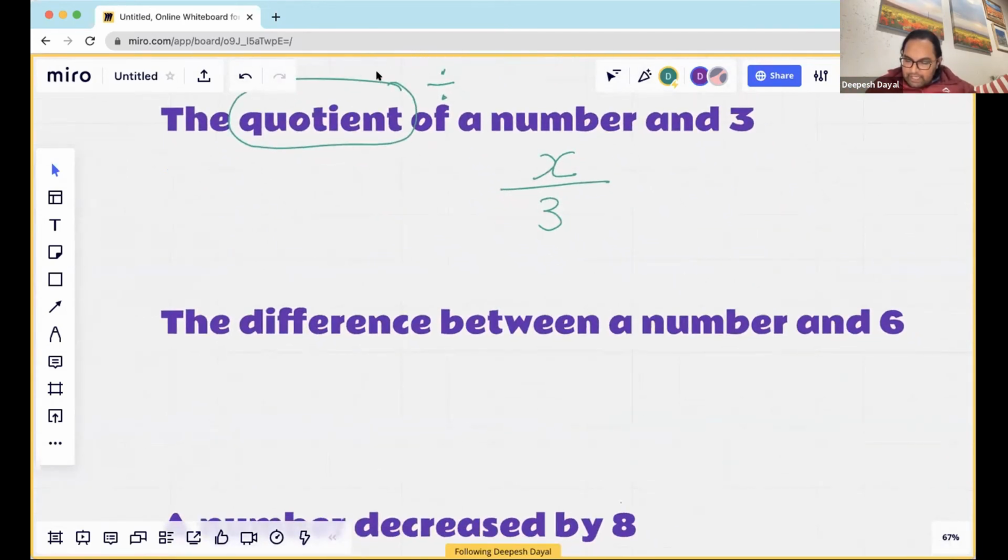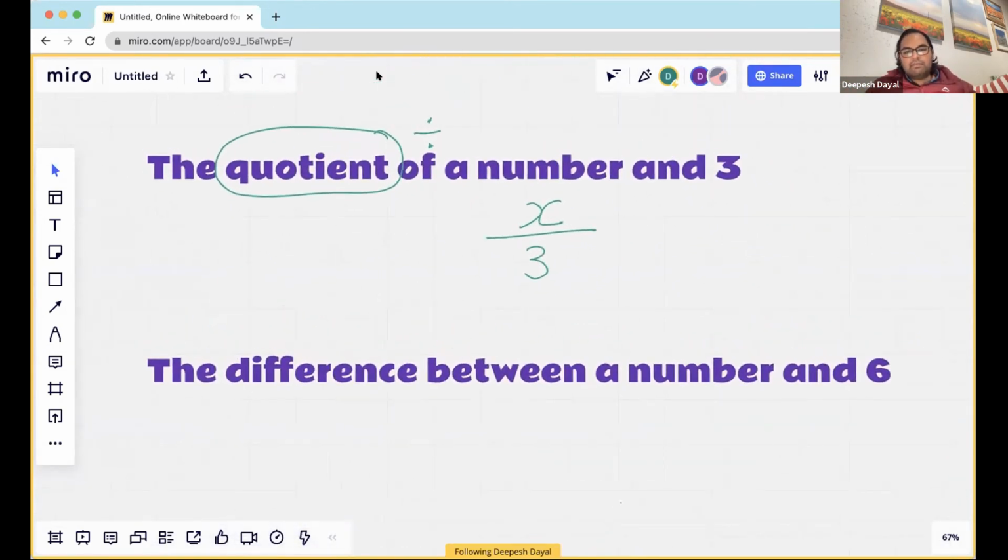The difference between a number and 6, what would that be? X minus 6. Okay, yes, x minus 6. And the key word here is? Difference. Difference. Okay.